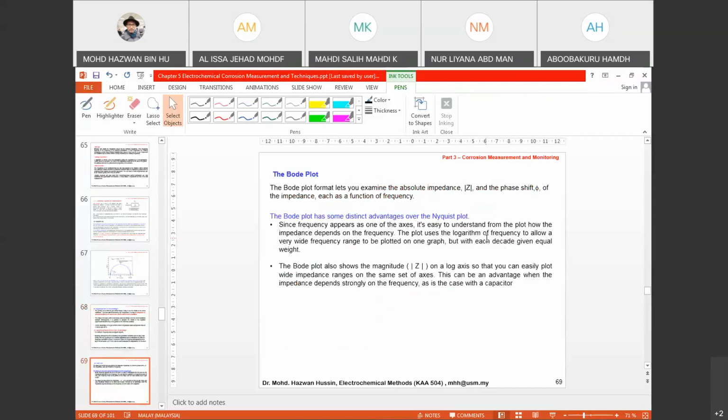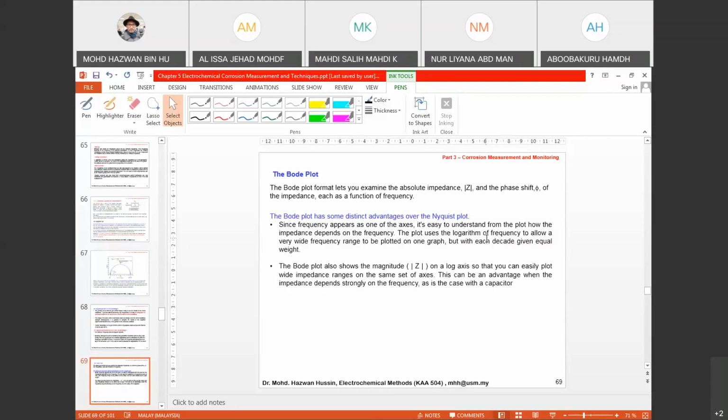Okay, so meanwhile the Bode plot format lets you examine the absolute impedance, modulus Z, and the phase shift of the impedance, each as a function of frequency. Bode plot has some distinct advantages over Nyquist plot. Since frequency appears as one of the axes, it is easy to understand from the plot how the impedance depends on frequency. You can actually see where the solution resistance forms, when the charge transfer resistance forms.